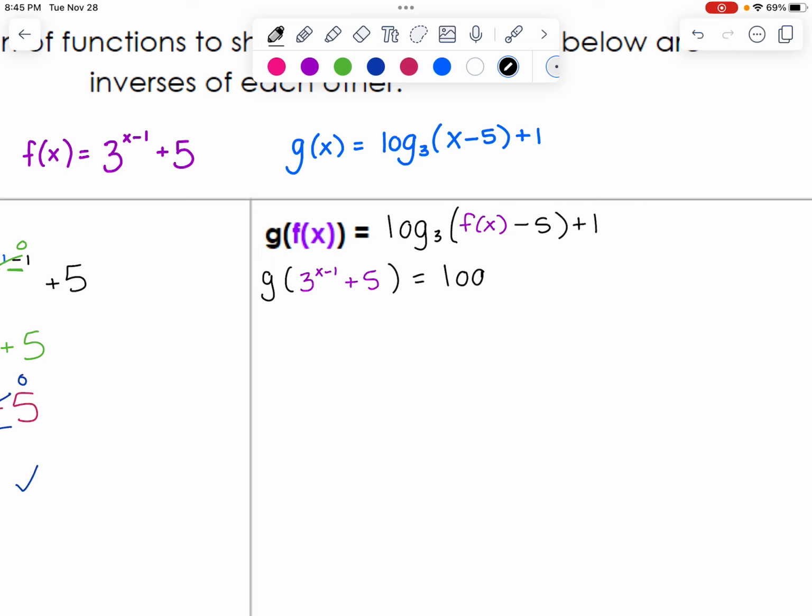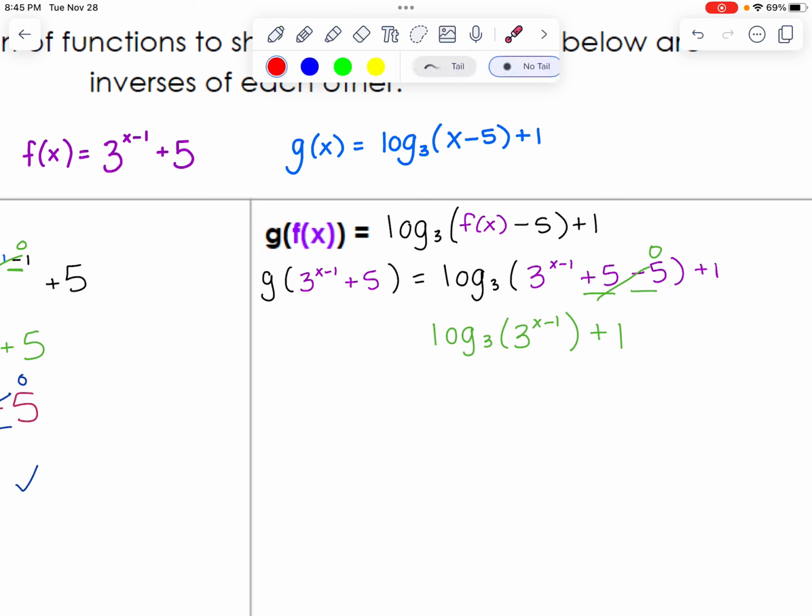So we will get log base 3 of 3 to the x minus 1 power plus 5, minus 5 plus 1. All right, and now it's time to start to simplify. Looking at this long piece inside the log, I notice that there's a plus 5 and a minus 5. Well, plus 5 and minus 5 would equal 0. So we're left with log base 3 of 3 to the x minus 1 power plus 1.